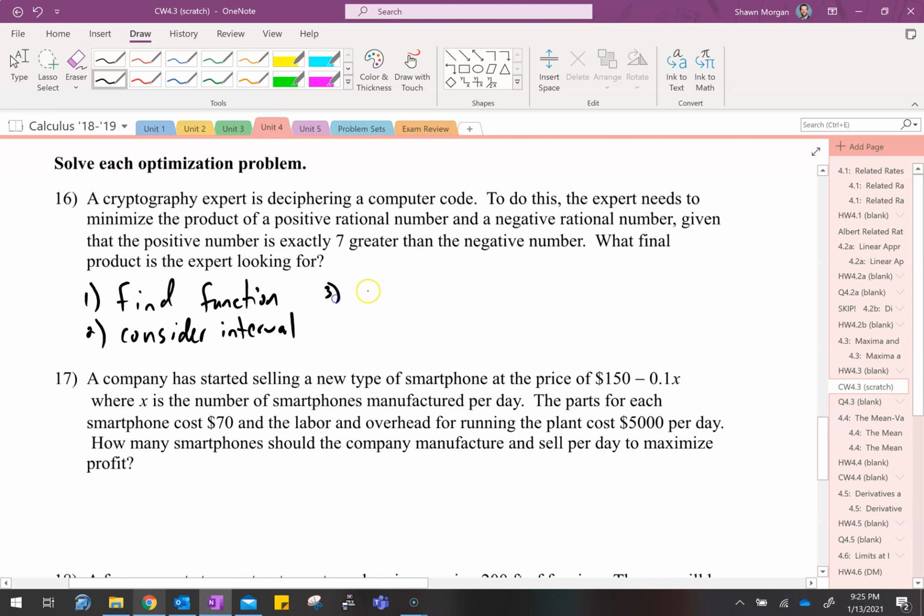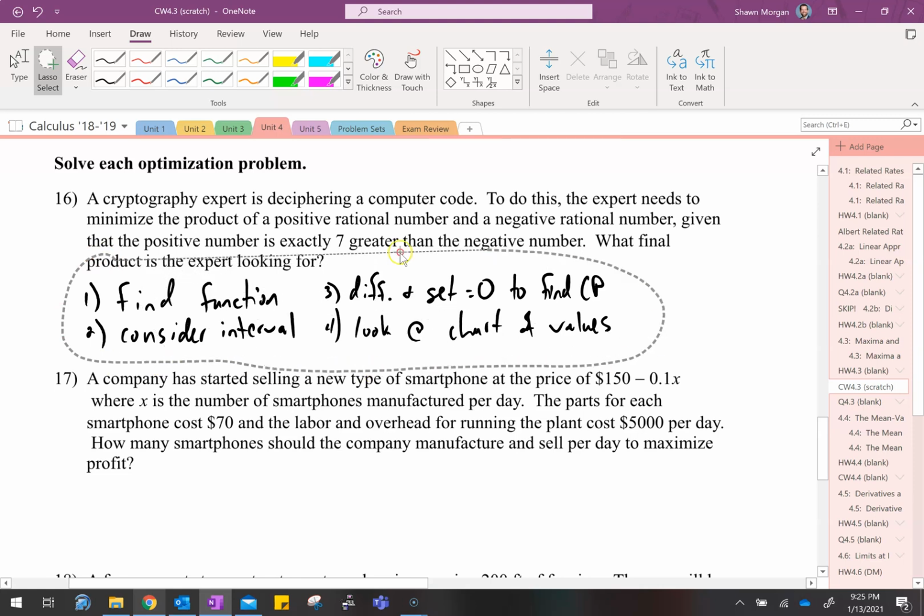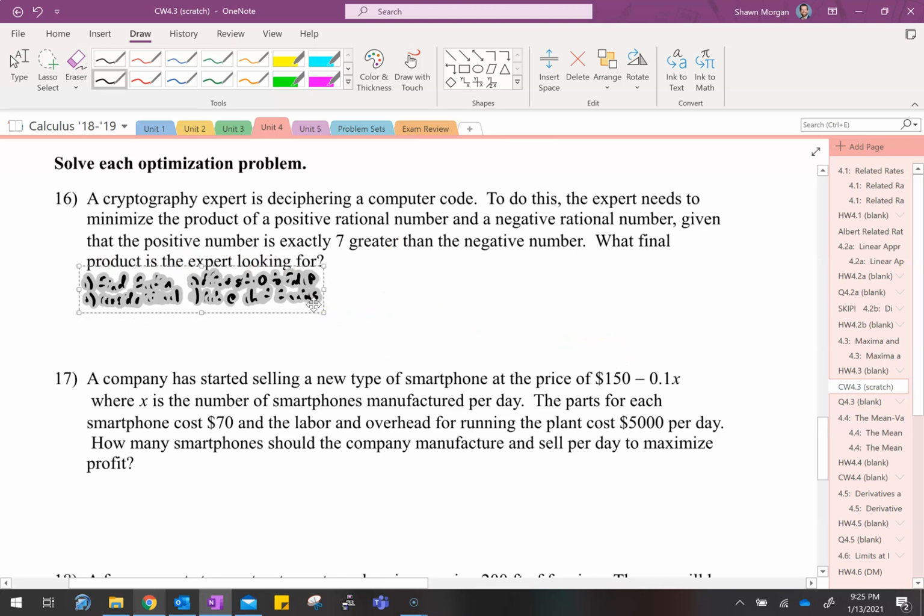The third thing we'll do is to differentiate and set equal to 0 to find the critical points. Once you find those critical points, just like we said, I would look at the chart of values, just like we did in the previous example. So really, those are our 4 steps. If I were going to break it down into a nice, neat process, those 4 steps are what we want to do every time we're in an optimization problem.